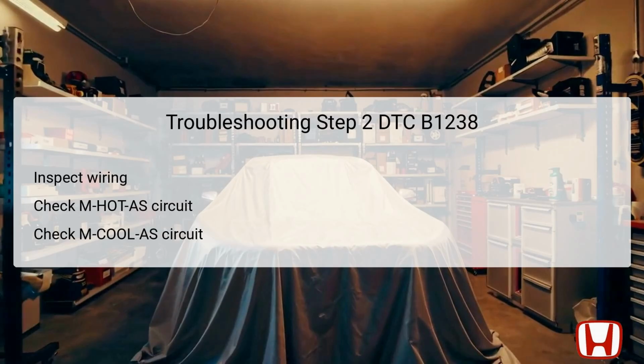air mix control motor. The next step requires inspecting both the M-Hot AS and M-Cool AS circuits for potential short circuits. You must ensure the ignition is off during this inspection. Begin by testing for shorted conditions to ground on the M-Hot AS circuit. A normal result should indicate a resistance measurement of greater than 1 megohm, 1 MO.